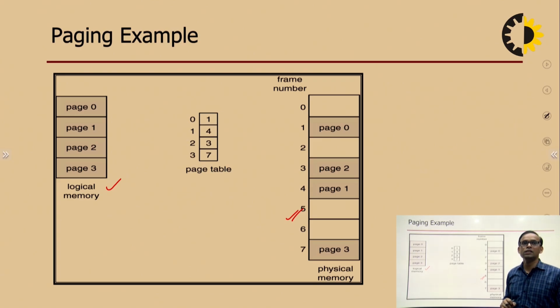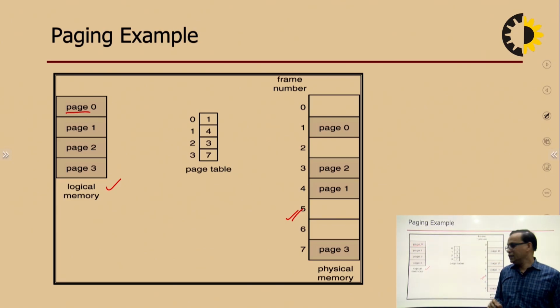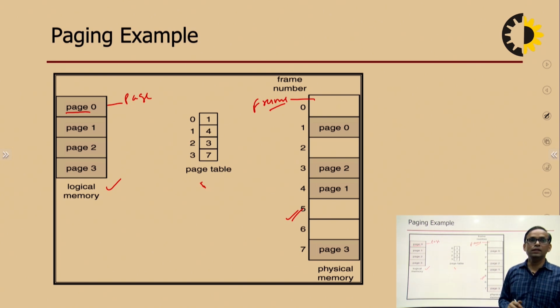So what is the basic concept of the paging technique? We divide the logical memory into equal size partitions, and each partition of that logical memory is known as a page. Similarly, the operating system divides the main memory into equal size parts, and each partition is known as a frame, and this partition is known as a page. What is the main concept here?